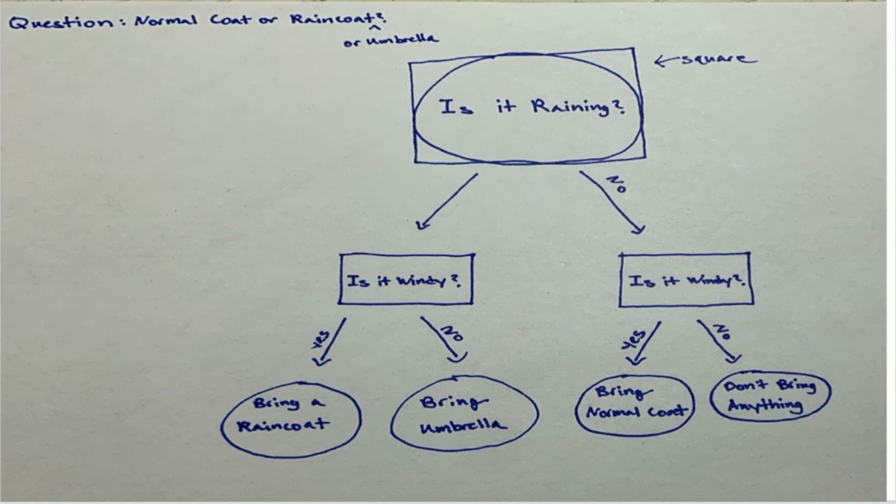Now there are two typos I made on this chart. One is the first question should be in square instead of circle, and the second one is I forgot to write the yes on one of the branches, but let's just pretend it's there. So basically, it asks you a series of questions that eventually lead to other questions and eventually lead to a decision of whether you should bring a raincoat, an umbrella, or a normal coat.